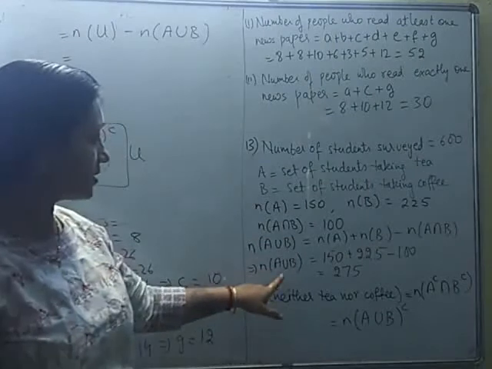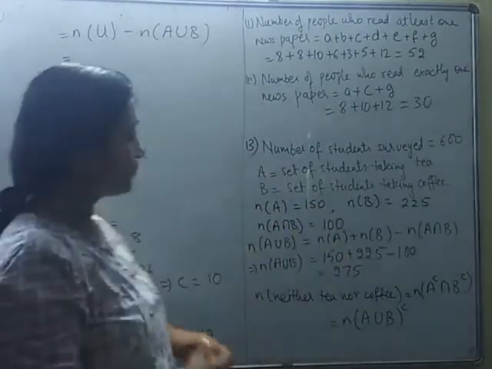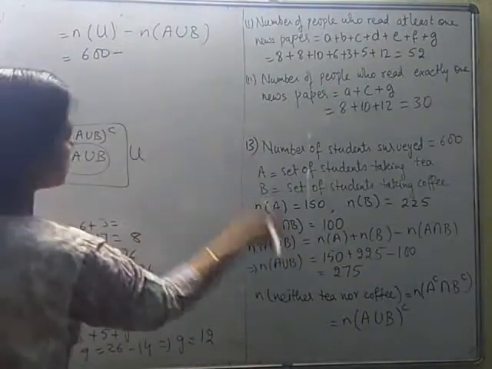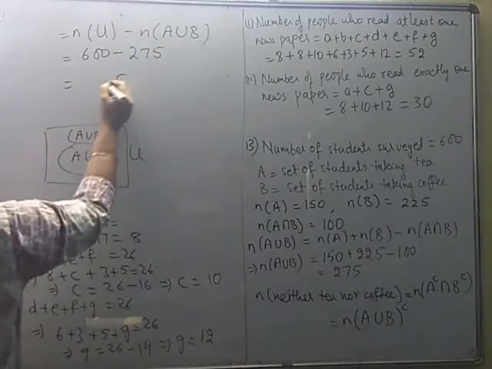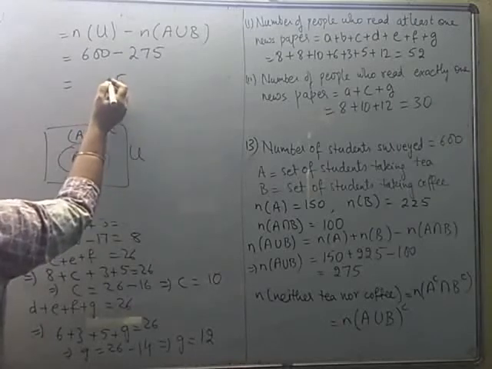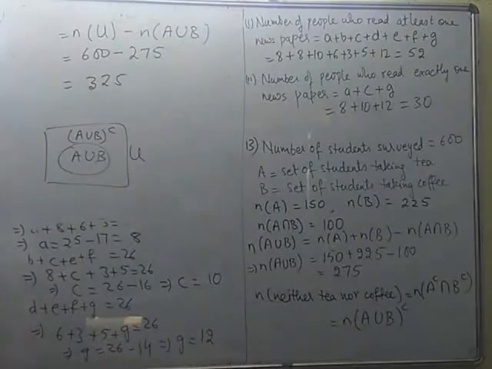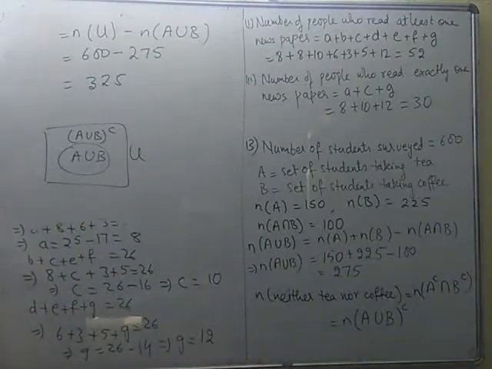If you see 600 were surveyed, but only 275 was consuming one of the drinks. So this is 600 minus A union B we have calculated. It is 275. Let us see what the difference will be. So 10 minus 5 is 5 and 9 minus 7 comes out to be 2. This will be 5 minus 2. 325. So there are 325 students who are neither taking tea nor taking coffee.